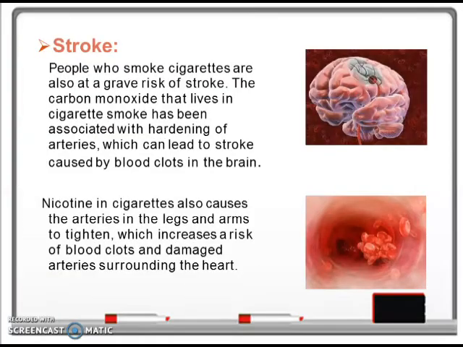Next is stroke. People who smoke cigarettes are also at a great risk of stroke. The carbon monoxide that lives in cigarette smoke has been associated with hardening of arteries, which can lead to stroke caused by blood clots in the brain. Nicotine in cigarettes also causes the arteries in the legs and arms to tighten, which increases a risk of blood clots and damaged arteries surrounding the heart.